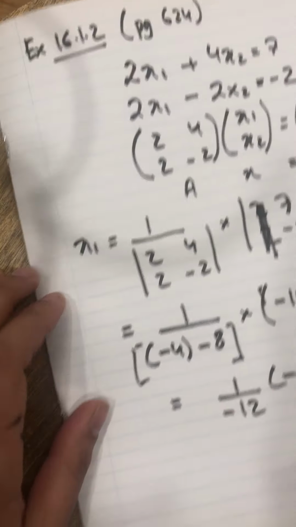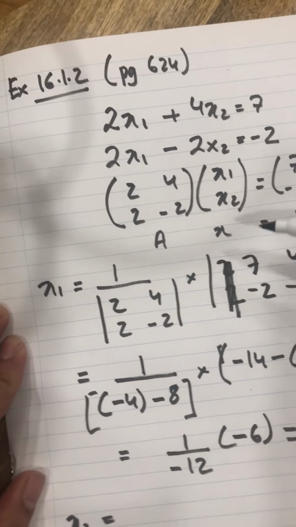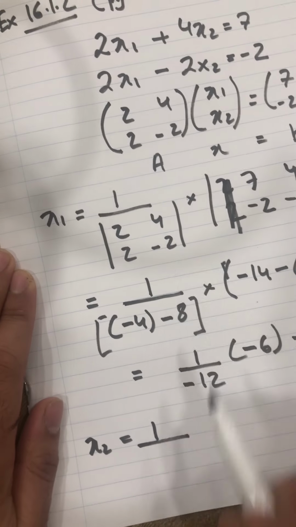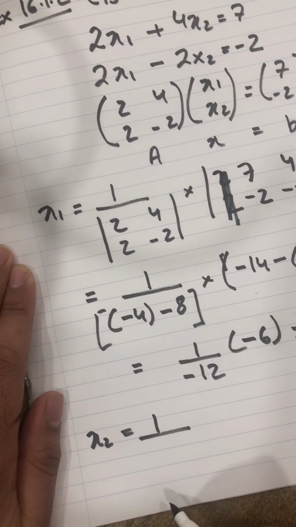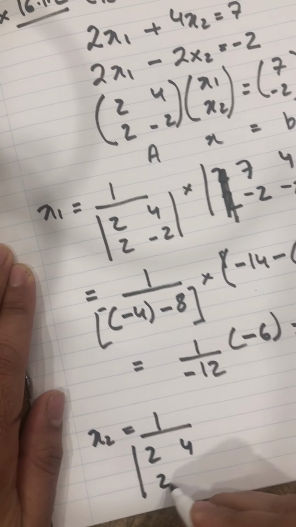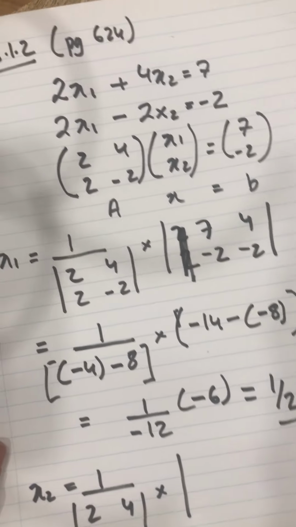Now what is going to be x2? Let's also solve for x2. Let me write x2 here first, because then we can make use of these numbers. x2 will be the same. It's going to be 1 divided by the determinant of A. So again, it's the same, 2, 4, 2, minus 2, times, now you have to write this special matrix.